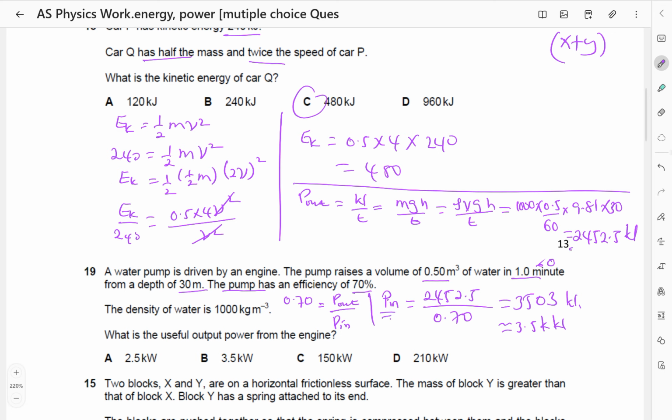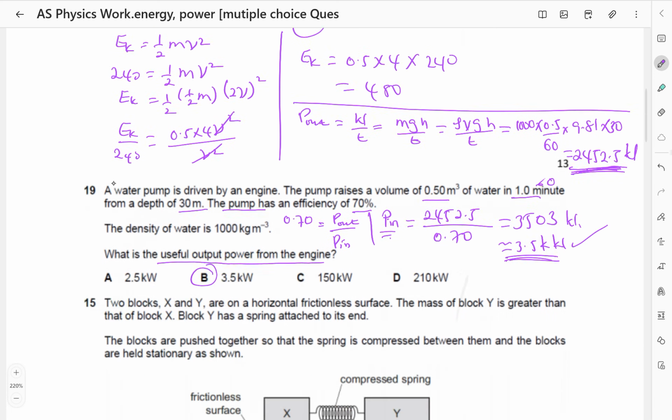But the one I calculated here is what is actually converted, what is actually used to raise the water. So this is the output of the pump. This is the input to the pump, which comes from the engine. So the useful output power from the engine is 3.5, but the useful output power from the pump is 2452. So what comes from the engine is the input into the pump. That's why I'm saying the answer is going to be B.